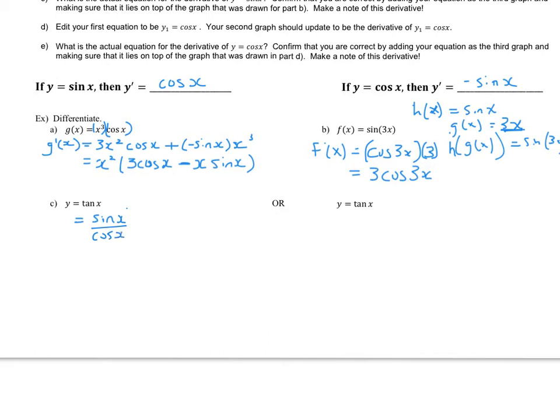So when I go to find its derivative, I could apply the quotient rule. We could do the derivative of the top, so the derivative of sine x is cos x, the derivative of the top times the bottom, minus the derivative of the bottom, so the derivative of cos x is minus sine x, times the top, all over the bottom squared.